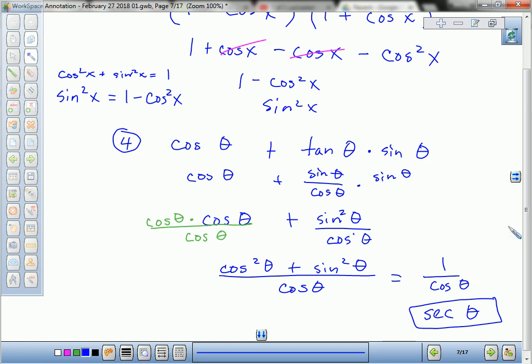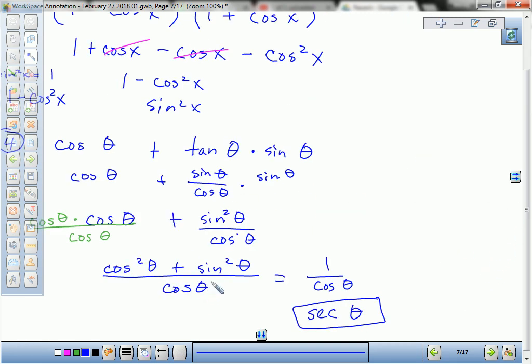No. Okay? Let's envision that you got right here, saw the sine squared and went, I've got a better way, Miss Willoughby. Okay? So you may have said sine squared is the same as 1 minus cosine squared theta.